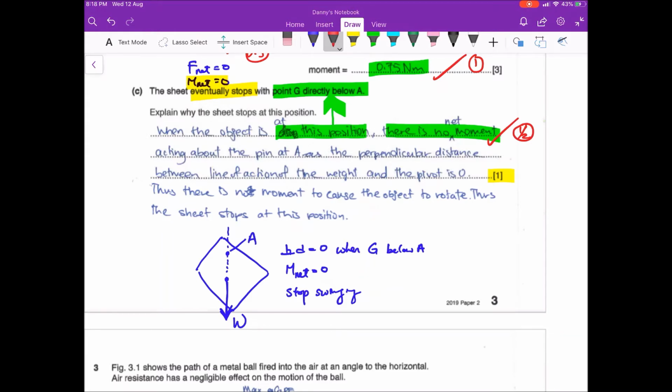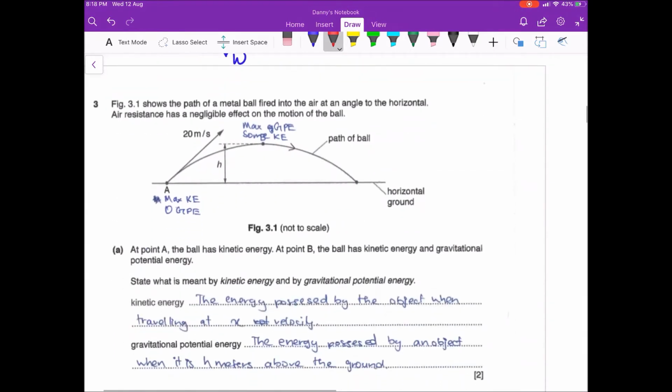No moment acting about the pin. Okay, very good. So up till here, it is correct. Perpendicular distance between line of action of the weight and the pivot is 0. Very good. Thus, there's no moment. Very good. Full mark. Okay, so that is for question 2. Now let's look at question 3.